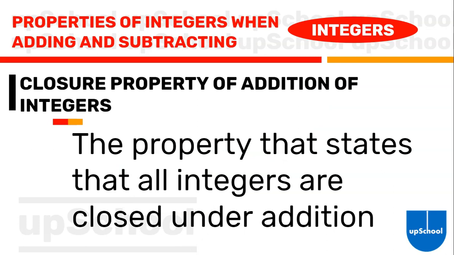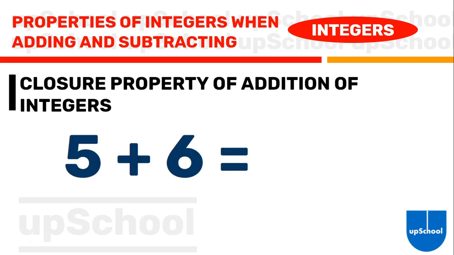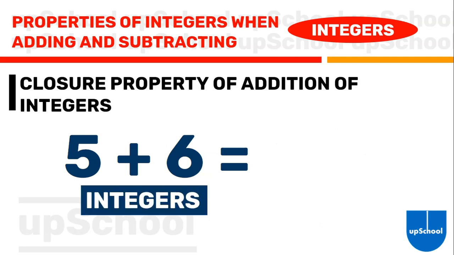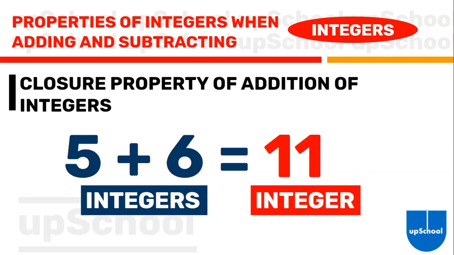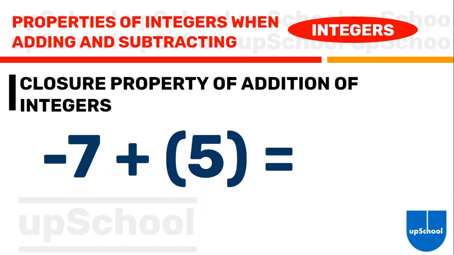Now let's discuss the properties of integers when you're adding and subtracting. Our first property is the closure property of addition of integers. This property states that all integers are closed under addition. What do we mean by this? Well, suppose we're doing 5 plus 6. The numbers 5 and 6 are both integers, right? 5 plus 6 is equal to 11. 11 is also an integer. So that's cool. Here we notice that an integer plus an integer is equal to an integer.